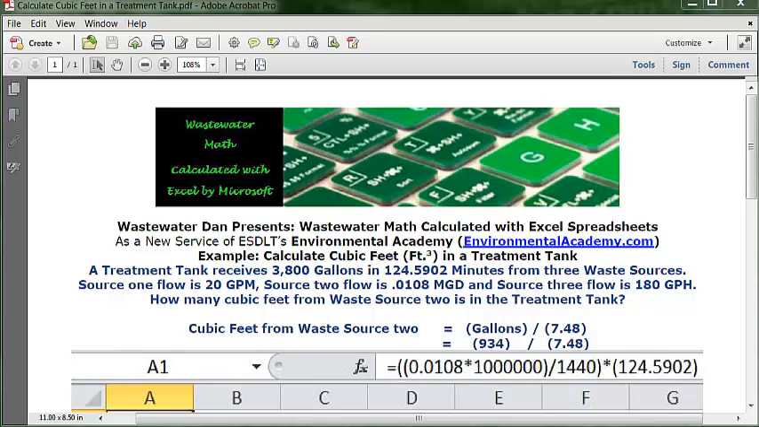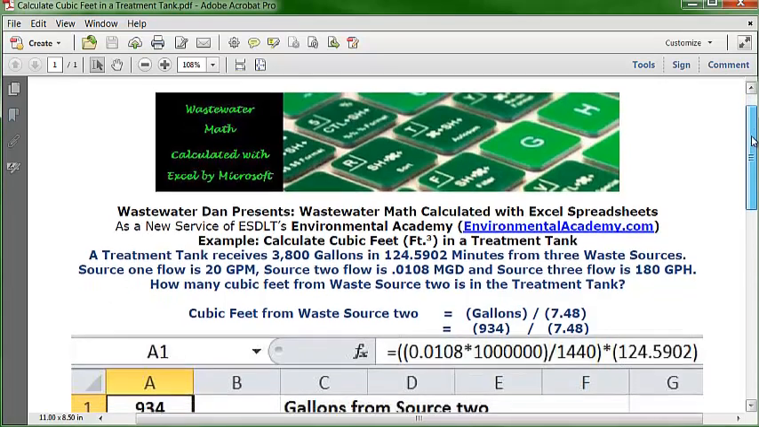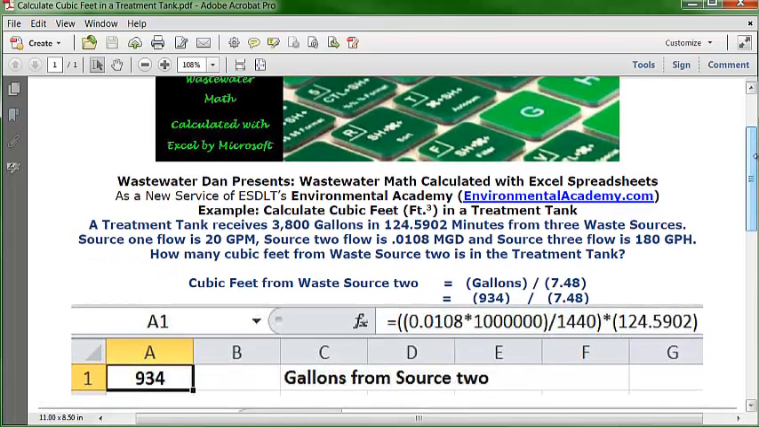So in order to go from MGD to gallons per minute, we're actually going to go up here in this first formula. We're going to take the MGD times 1,000,000 and divide it by 1440. That's going to tell us how many gallons per minute it was. And then we're going to multiply by the 124.5902 to tell us how many gallons pumped in this time frame. Which, if you slide on down here, I can show you the formula in Excel.